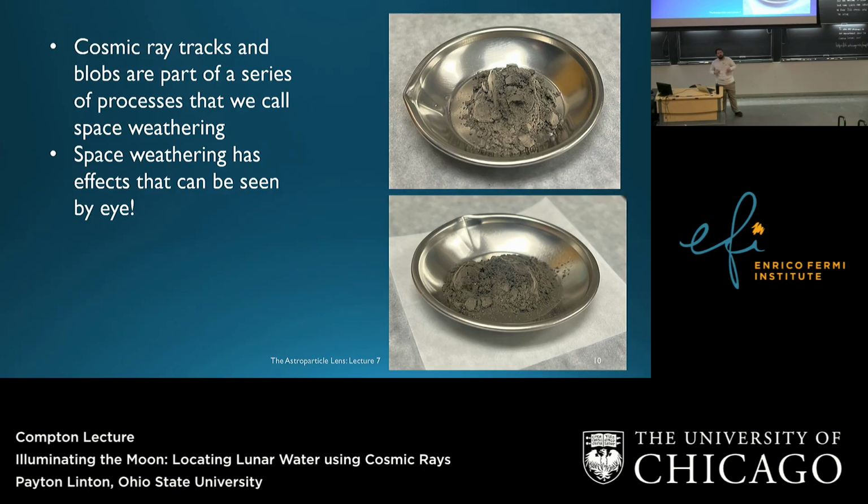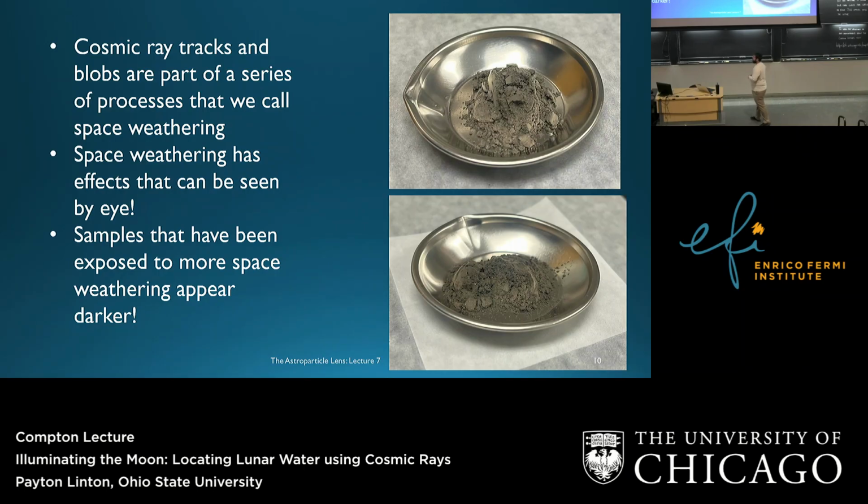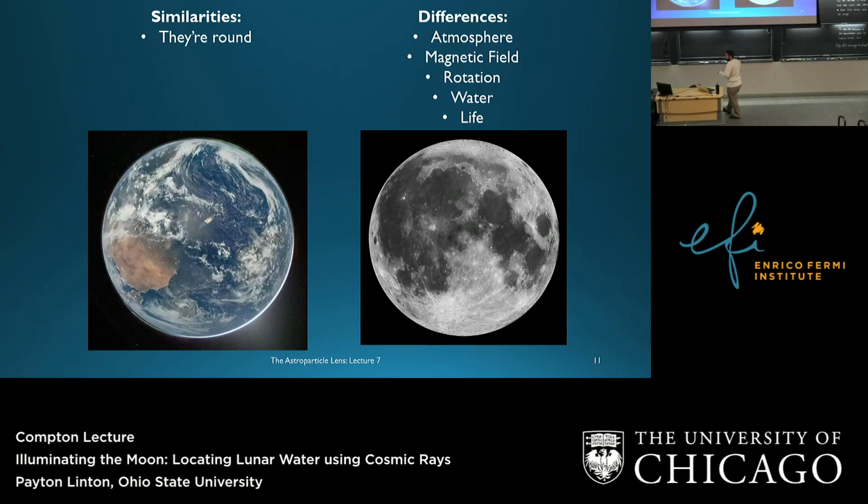And this is because the sample on the bottom has more tracks, more of these blobs. It's been exposed to more cosmic rays, which changes the color that you see with your eye, as well as a number of other characteristics about the soil itself, right? And so all of this is to say the moon and the Earth have very different planetary environments, right?